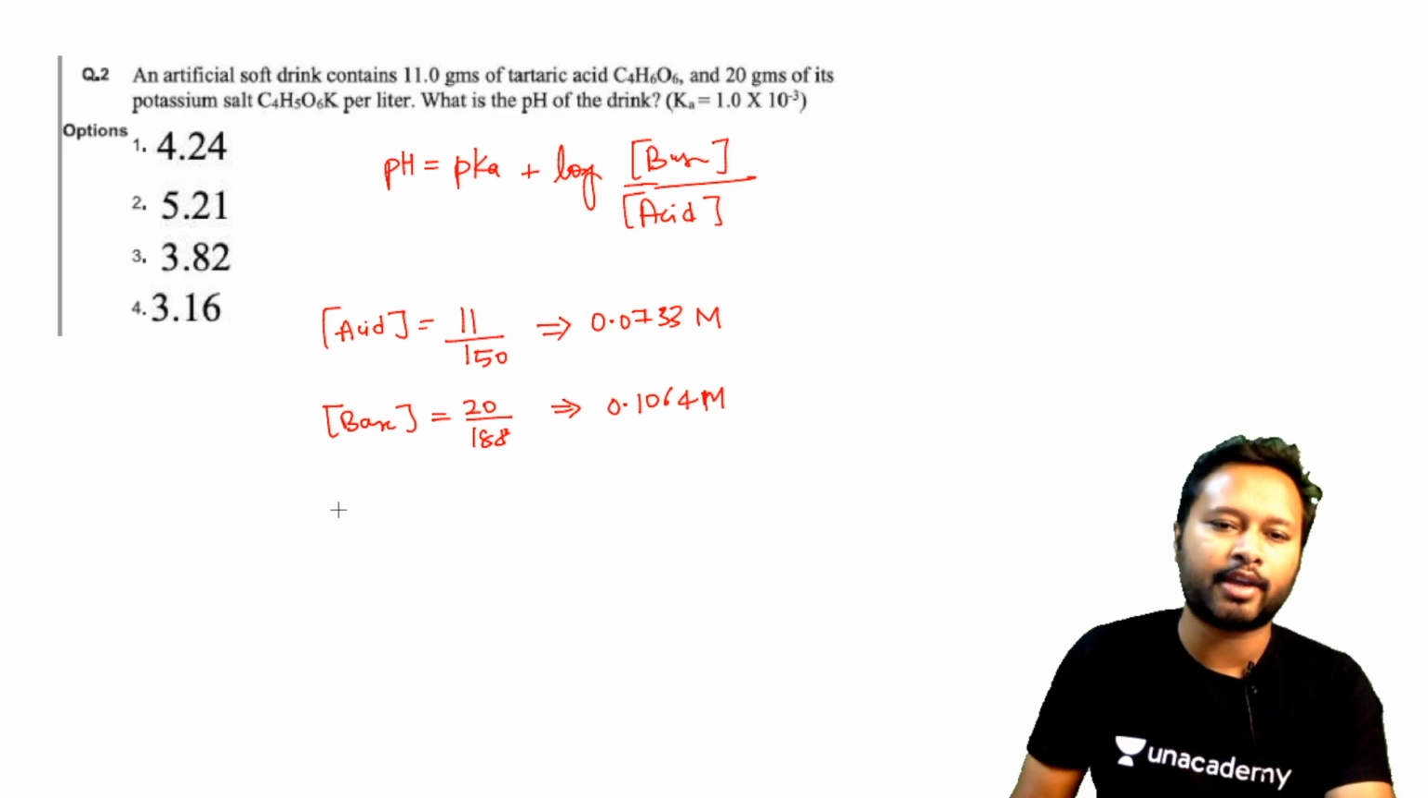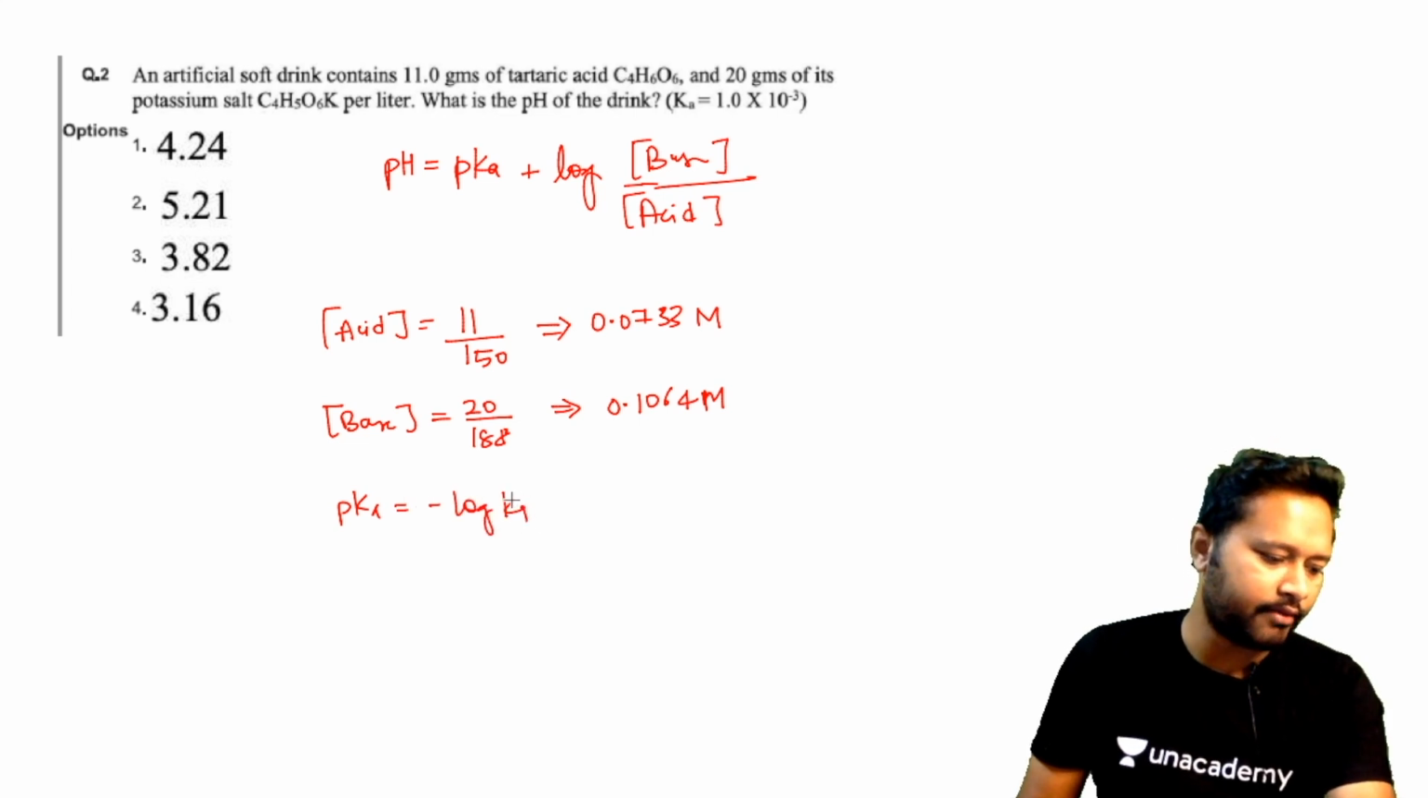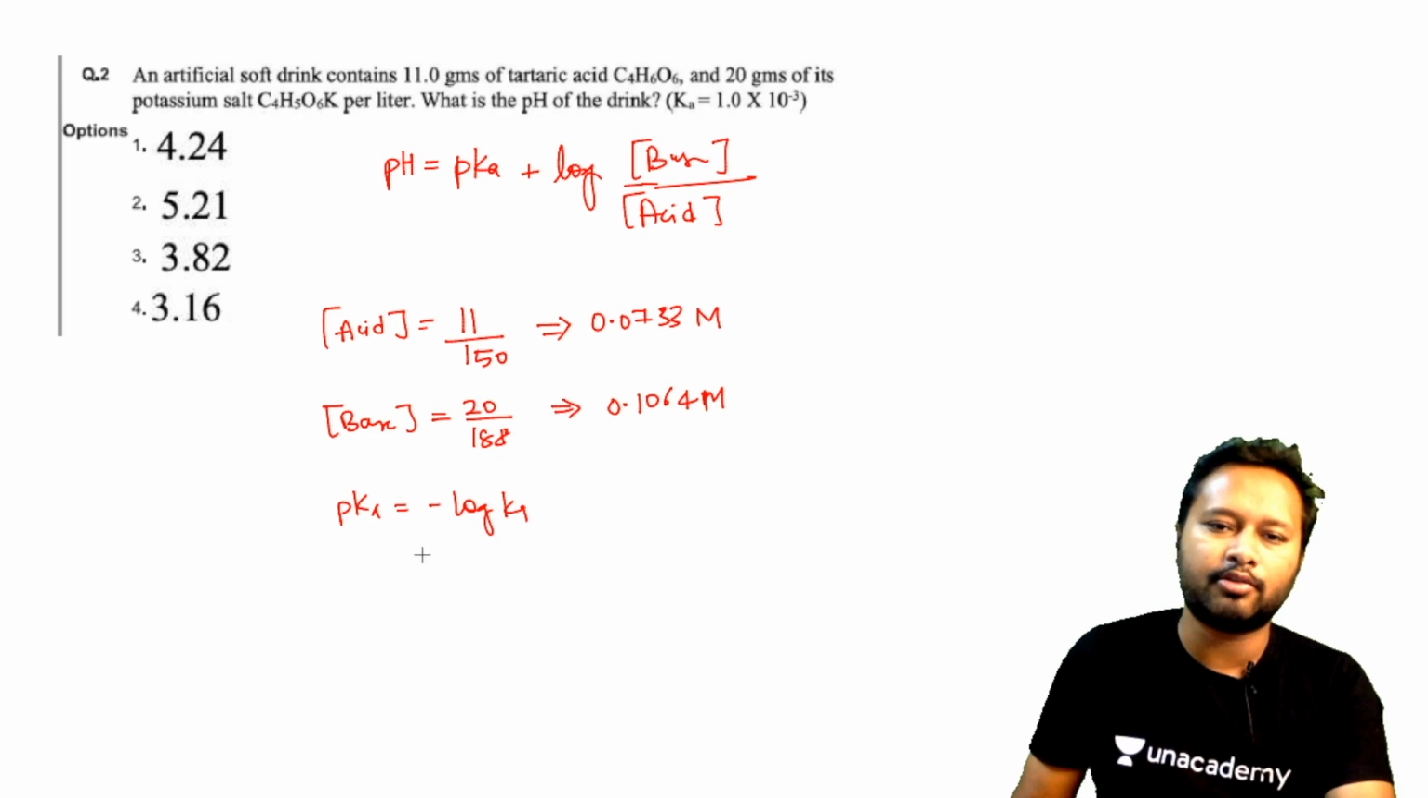One more thing which you have to calculate is pKa. Now pKa is negative of log of Ka, and the Ka value is already given to you, so you can substitute the value here. So it will be negative of log of 1.0 into 10 to the power minus 3. Solve this and you will basically get 3. Now all the values I'm going to substitute here.